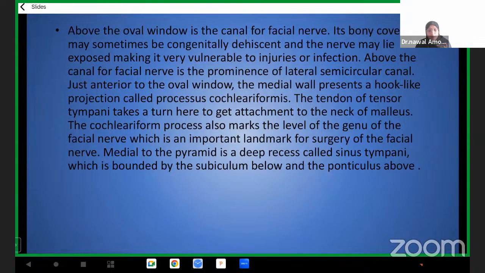Now coming to the point, above the oval window is the canal of the facial nerve. All right. So the facial nerve, the yellow marking that comes down, has a bony covering. Sometimes it is congenitally dehiscent, so the nerve will not be lying in the canal. That's how it is more prone to infections in some people. All right. And medial to the pyramid is a deep recess known as the sinus tympani.